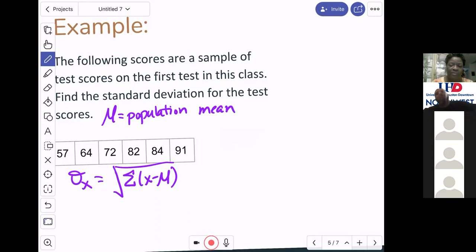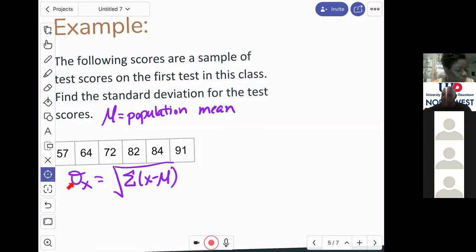If we know every value in the population, for instance, let's say I take all the test scores between these two classes. I have 80 people in these two classes, right? I would know every person's score. I could find the average, the population mean, of all 80 people. Does everybody understand that? That's the population mean.